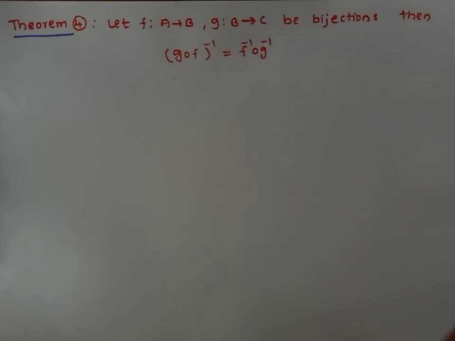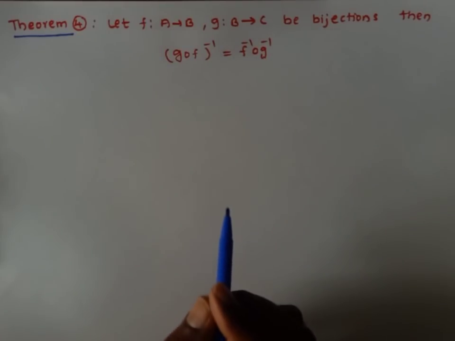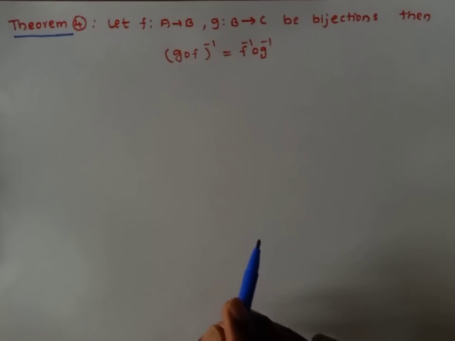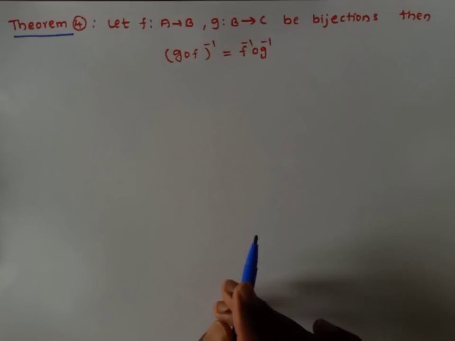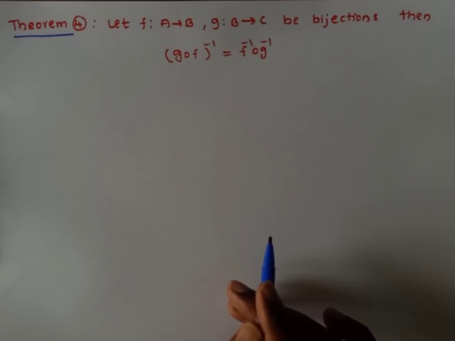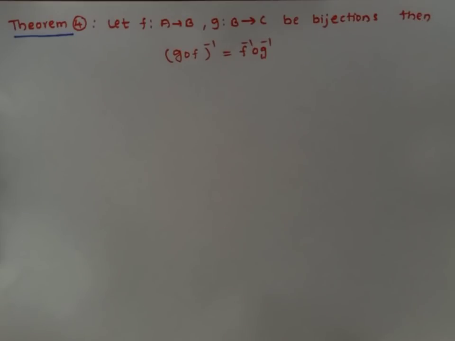See theorem number 4. See the statement: let f from A to B and g from B to C be bijections, then (g compose f) whole inverse is f inverse compose g inverse. (G circle f) whole inverse is equal to f inverse circle g inverse. Now, in the given hypothesis, one thing is given, that both f and g are bijections. So we have two definitions: f is a surjection, g is a surjection; f is an injection and g is an injection.